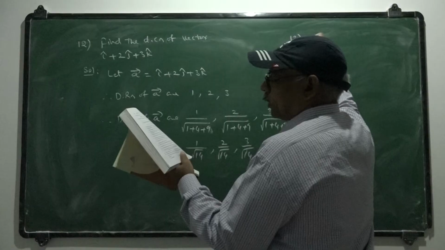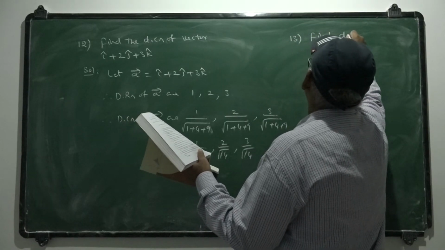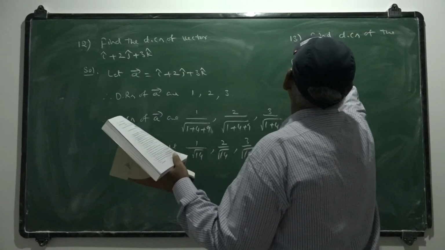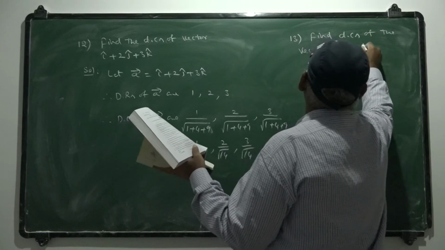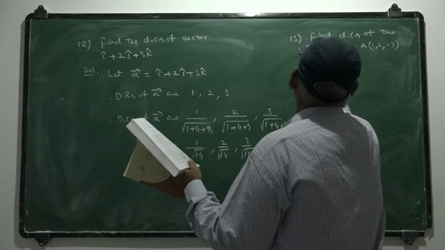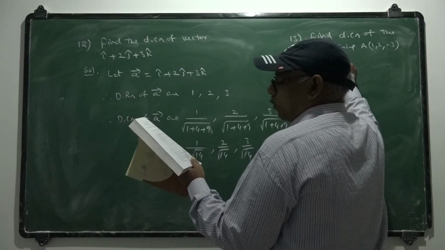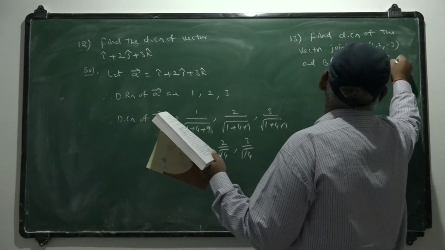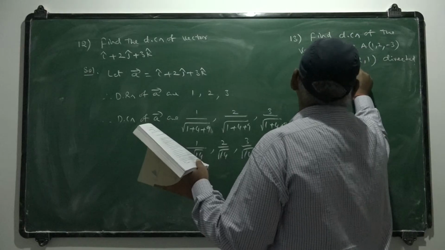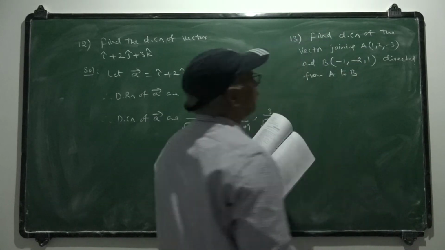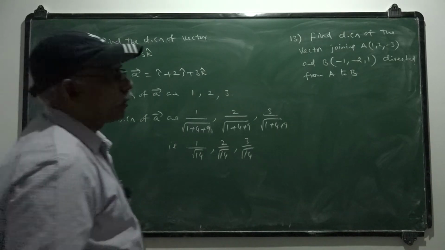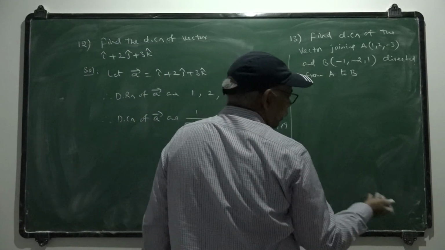Thirteenth one. Find DCs of the vector joining A 1, 2, minus 3 and B minus 1, minus 2, 1 directed from A to B. This is also the same as the previous one, whereas here you have to find the vector AB bar, because A and B are joined.